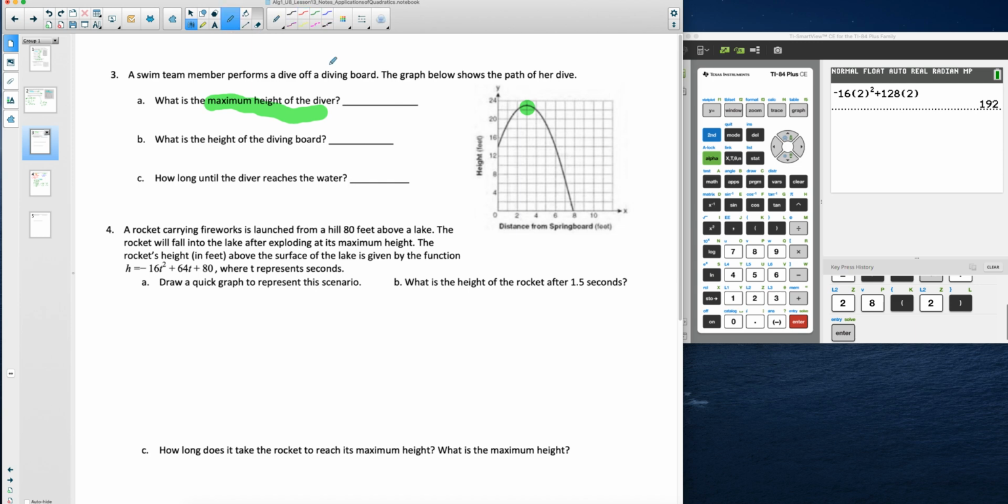All right, and the height is the y value. So if we look at our scale, it looks like we're going up by 2. So 20, 22, 24. So I'm going to say that that's 23. All right, so we're kind of right in the middle there. So 23 feet.